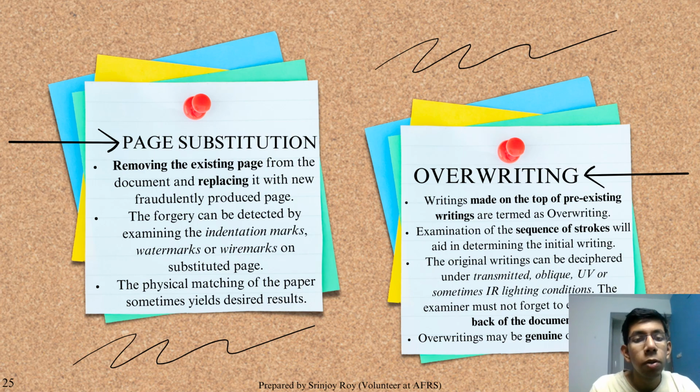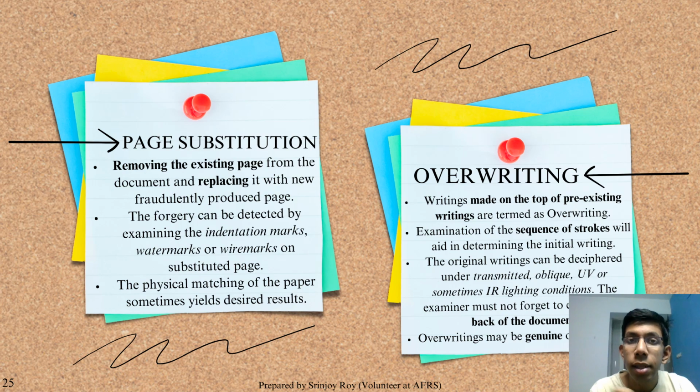Moving on to the last two types, which are known as page substitution and overwriting. Page substitution, as I mentioned, is basically removing one page and including another page over there. It can be determined by checking the watermarks. Another thing is indentation marks. Suppose you write something on a paper, the pressure which you apply while writing creates similar depressions in the next paper. Those are known as indentations. So check the indentation marks and the watermarks. These are ways of detecting page substitution.